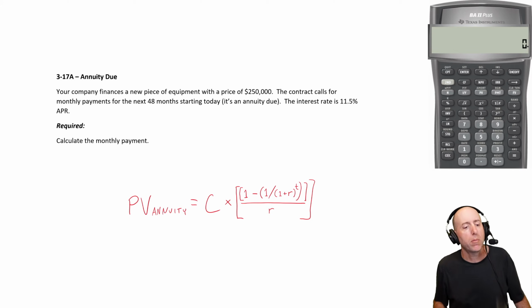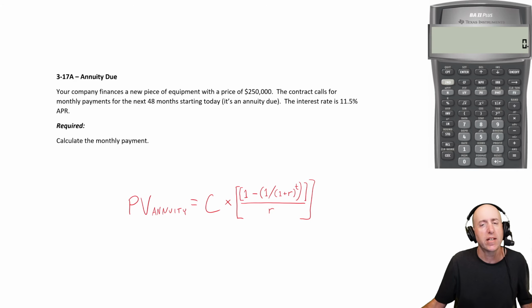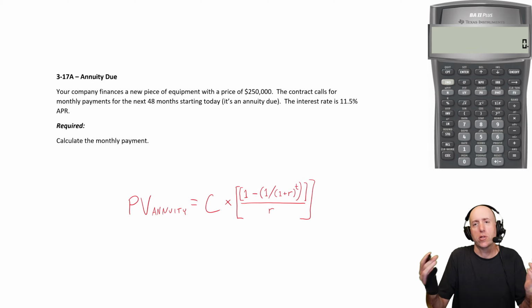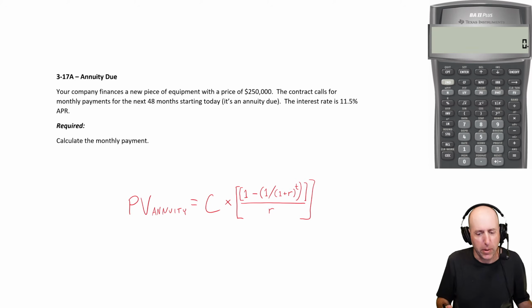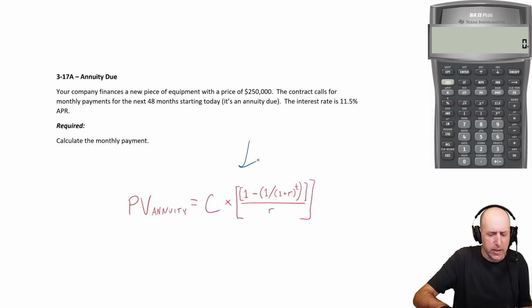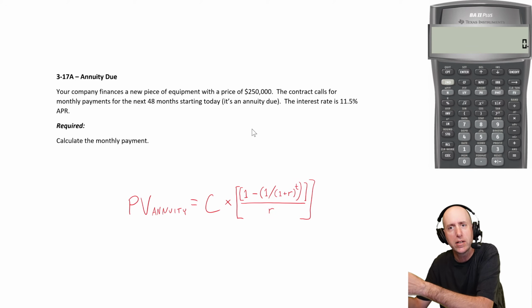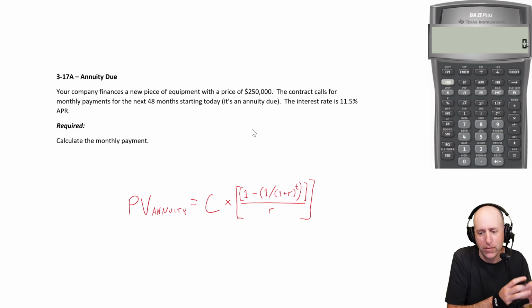Let's have a look at problem 317A. It's called an annuity due. So an annuity, you make a payment at the end of each period for a certain number of years, and we calculate the present value of those payments using this formula. For an annuity due, it's the exact same thing as the present value of an annuity, except you don't pay at the end of the period, you pay at the start of the period.